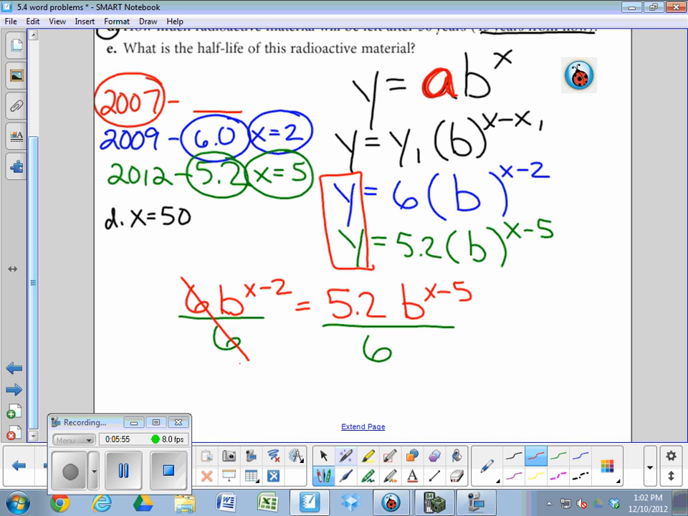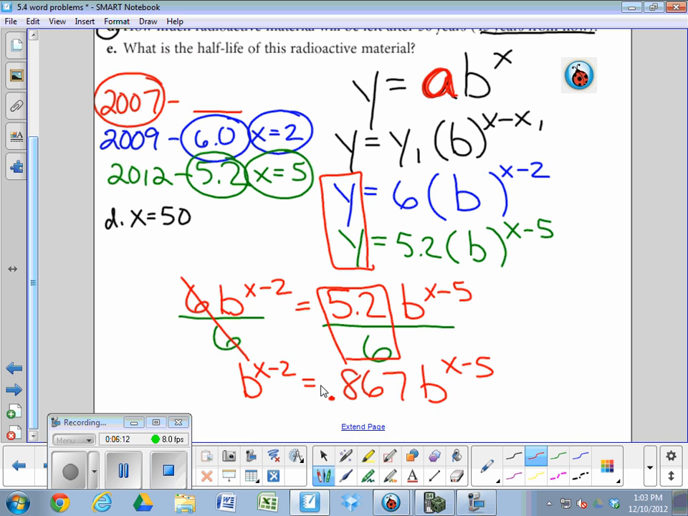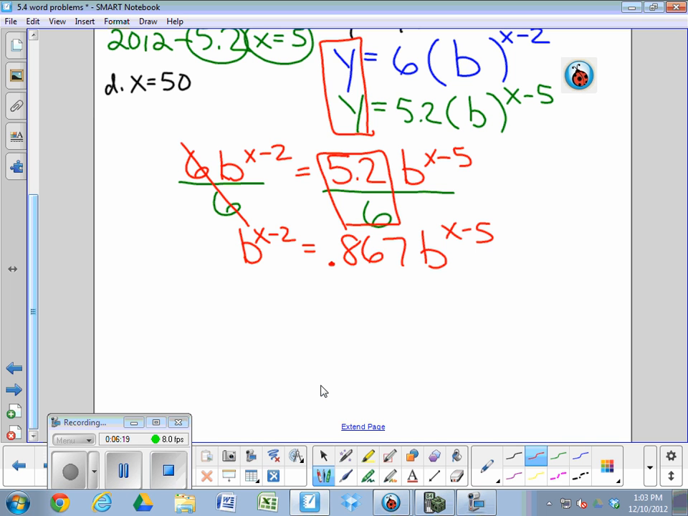So these cancel, and I get b to the x minus 2 equals, you said 0.86 repeating. Does everybody agree on that? So I'm going to call that 0.867 b to the x minus 5. This is 0.867. The b to the x minus 5 is still there. Next, we're going to divide both sides by b to the x minus 5 because we don't want it to be over here anymore. We want it to just be a number.